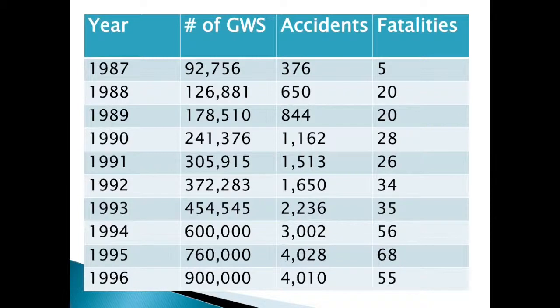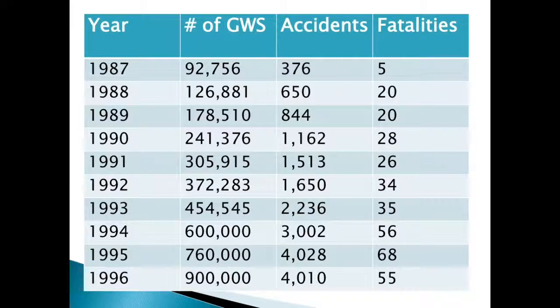For our first example here, our chart represents the number of great white sharks, the accidents related to great white sharks, and the fatalities caused by great white sharks. And then we have the years and all the numbers corresponding to those years. This information could be a little overwhelming looking at it and trying to identify a pattern. So what we're going to do is identify two different quantitative variables.